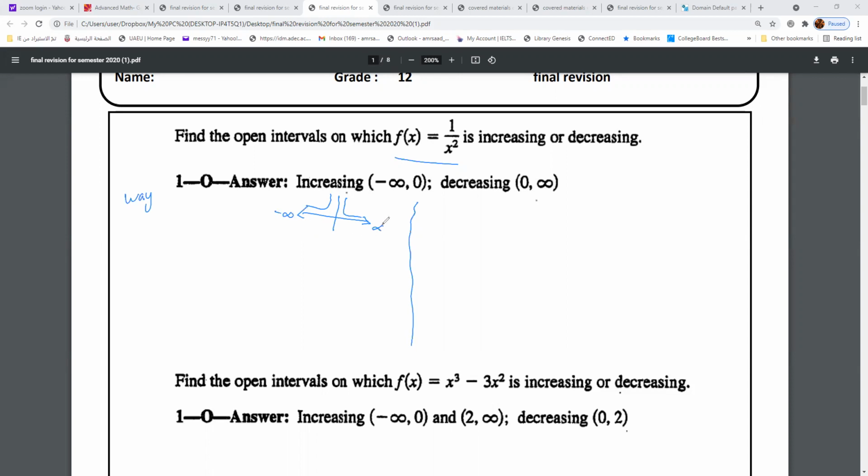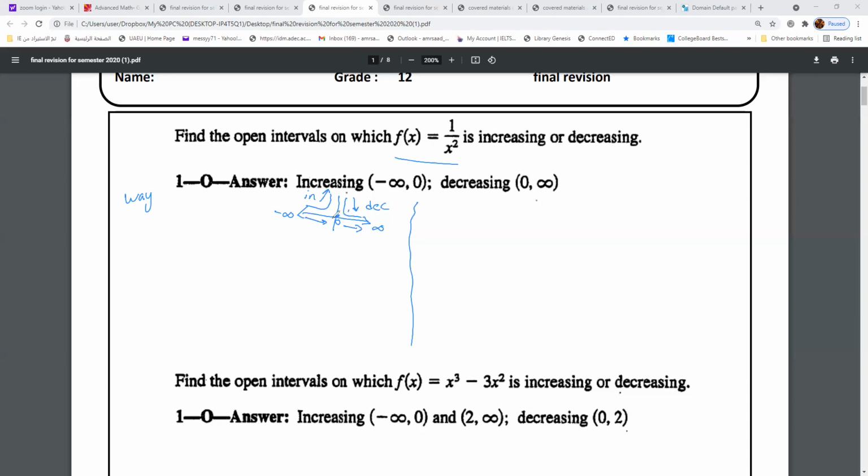Negative infinity to infinity. 0. As x increases, y increases. So the function here in this part is increasing. In this part, as x increases, y what? Decreases. So the function on this interval decreases. At 0, the function is undefined.